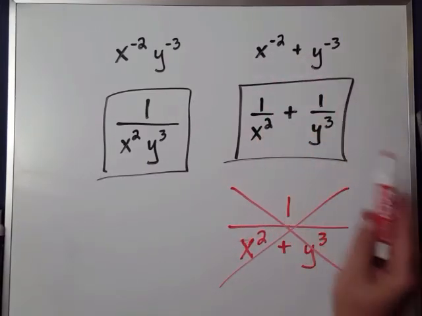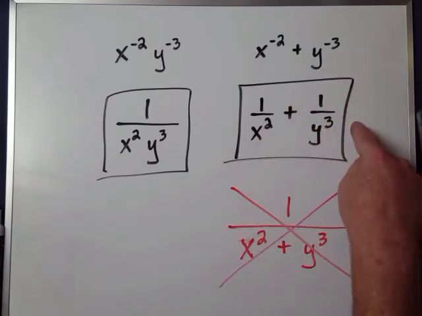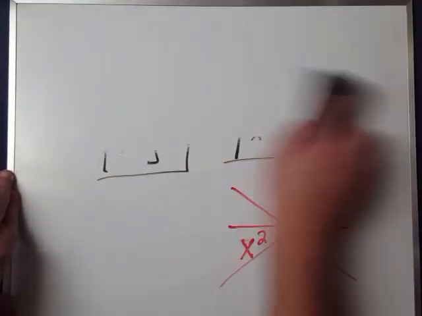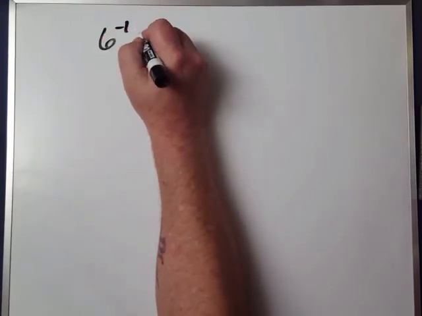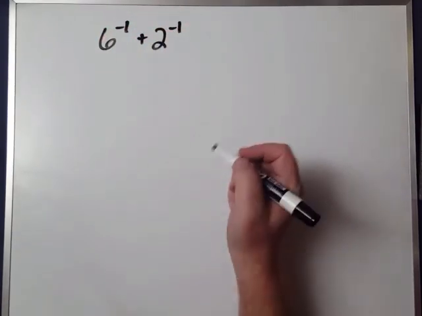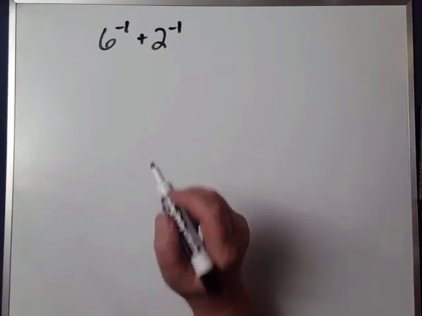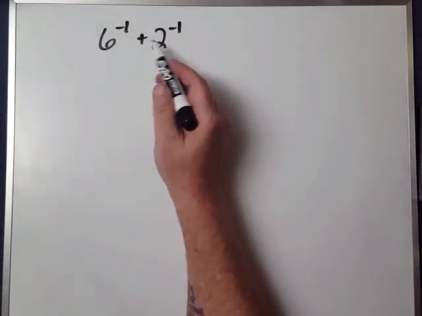2 separate terms, 2 separate fraction bars. 2 separate terms will result in 2 separate terms when we're talking about dealing with those exponents. So bear this in mind now as we look at number 38. Six to the negative 1 plus 2 to the negative 1. I like this problem. This is a good problem.